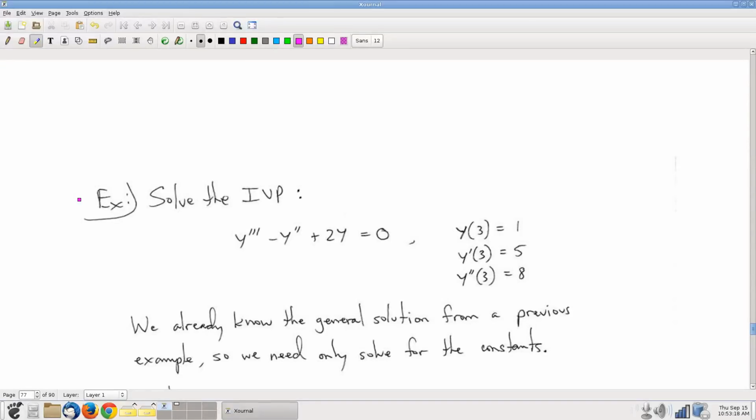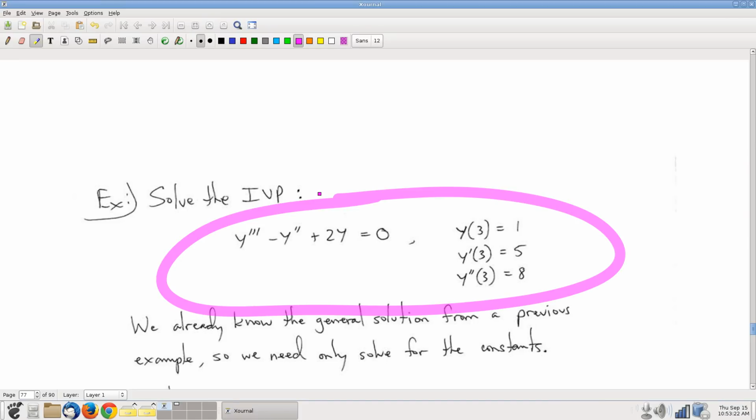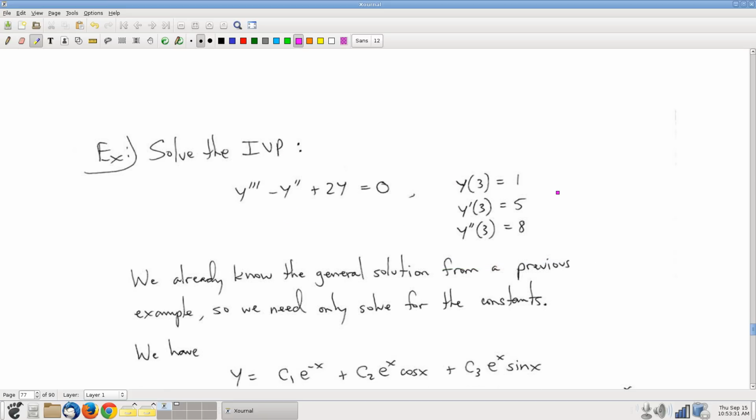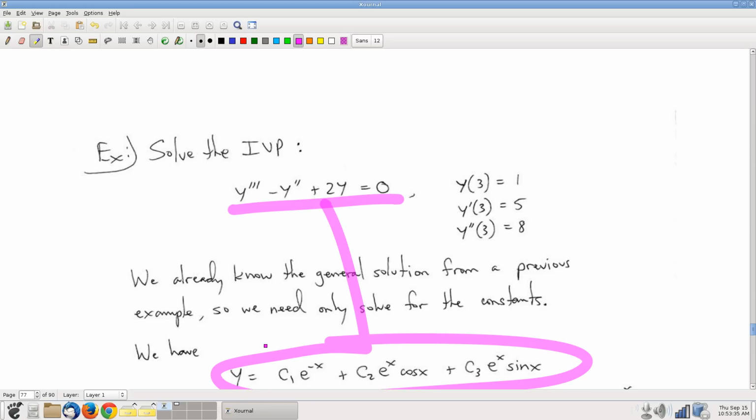So we're going to talk a little bit now about how to solve initial value problems. Recall that an initial value problem is a differential equation combined with initial conditions. Okay, so how do we solve an initial value problem? Well, of course, the first thing we can do is write down the general form of the solution to the differential equation, and there it is.